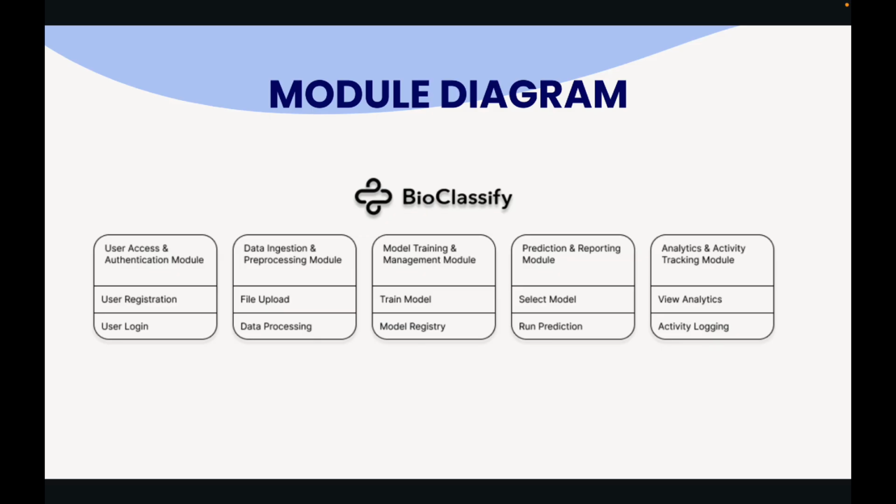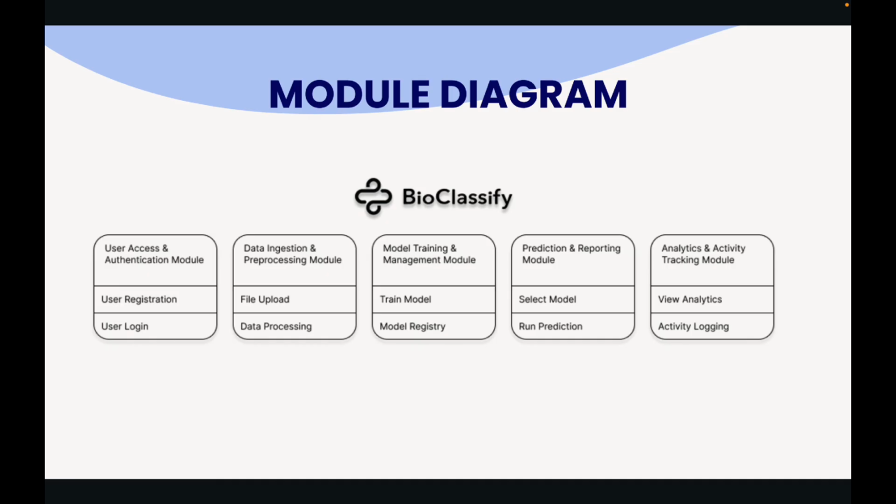So, this is the overall module diagram for BioClassify. And this module diagram follows a standard machine learning pipeline. So, first, the user, whether a clinician or a researcher, uploads a medical dataset using the platform. And next, the system runs automated pre-processing, which means it cleans the data, fills in missing values, and formats it so it's ready for machine learning.